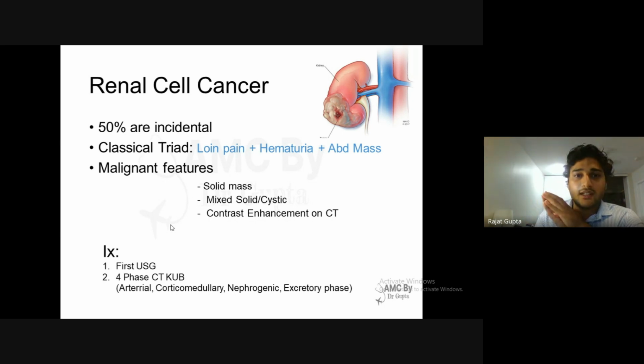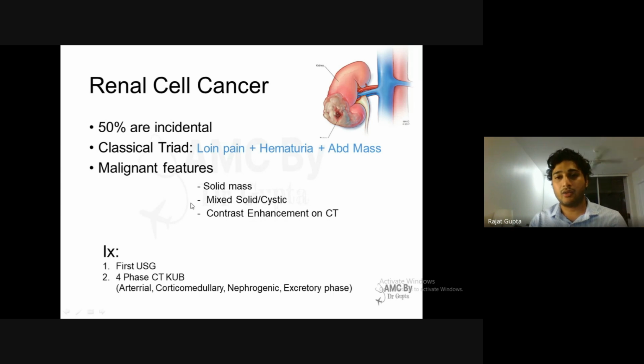Most renal cell carcinomas are incidental. The patient doesn't have any symptoms. So 50% are incidental, but the classical triad is loin pain, hematuria, and abdominal mass. So if there is an abdominal mass and hematuria, just think of RCC. The pain can be there or not.